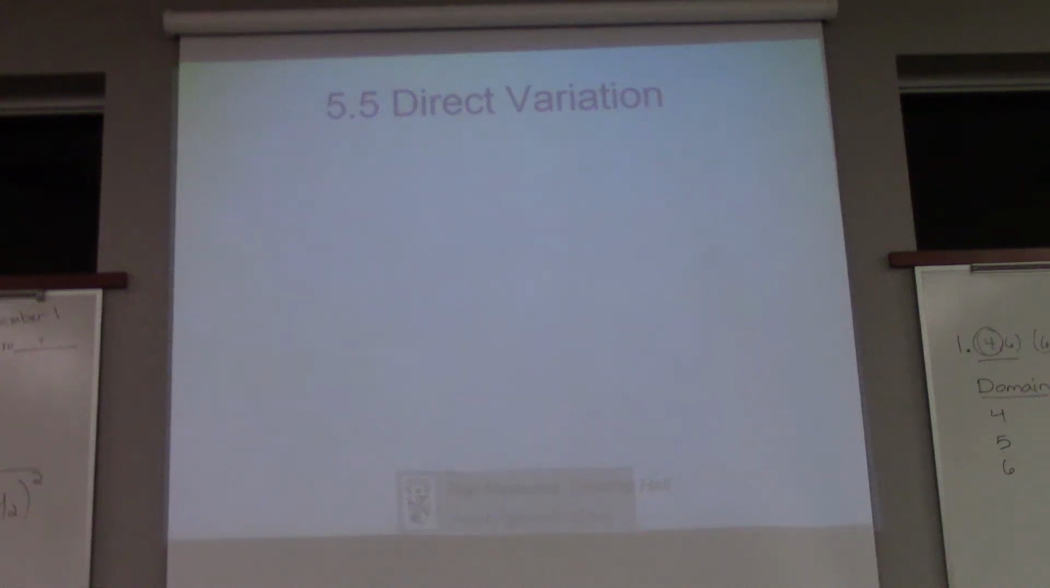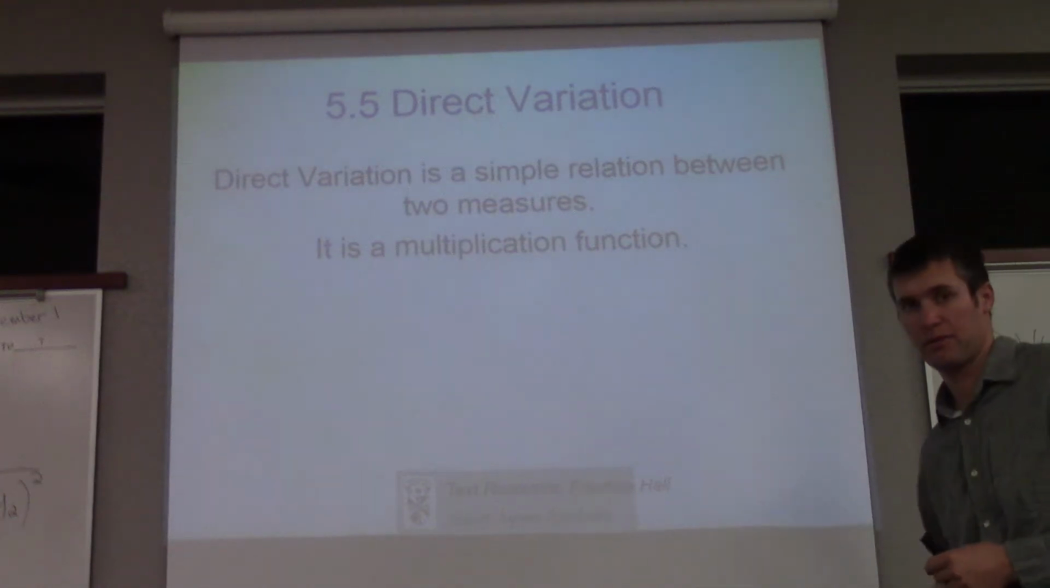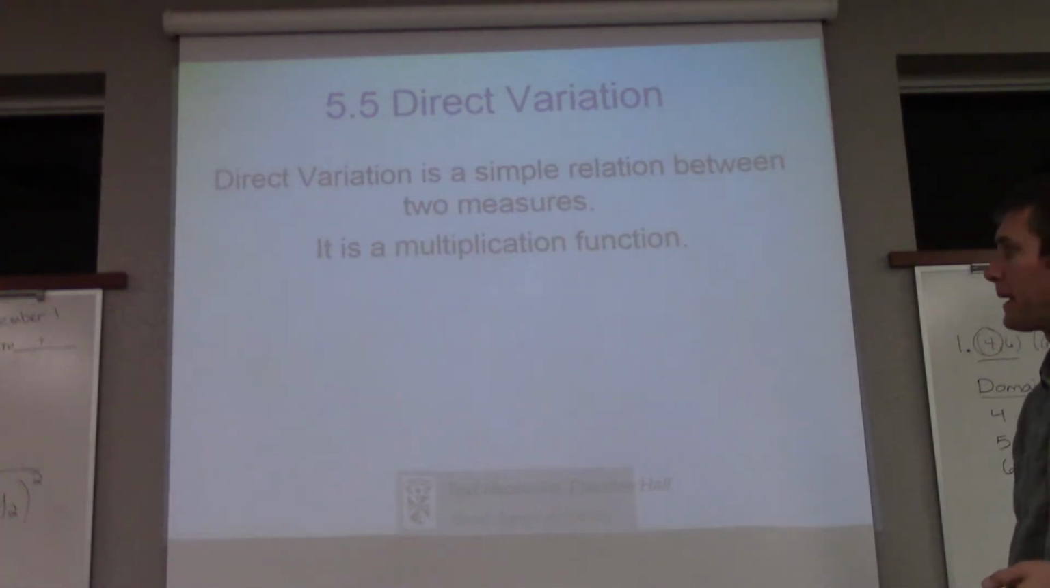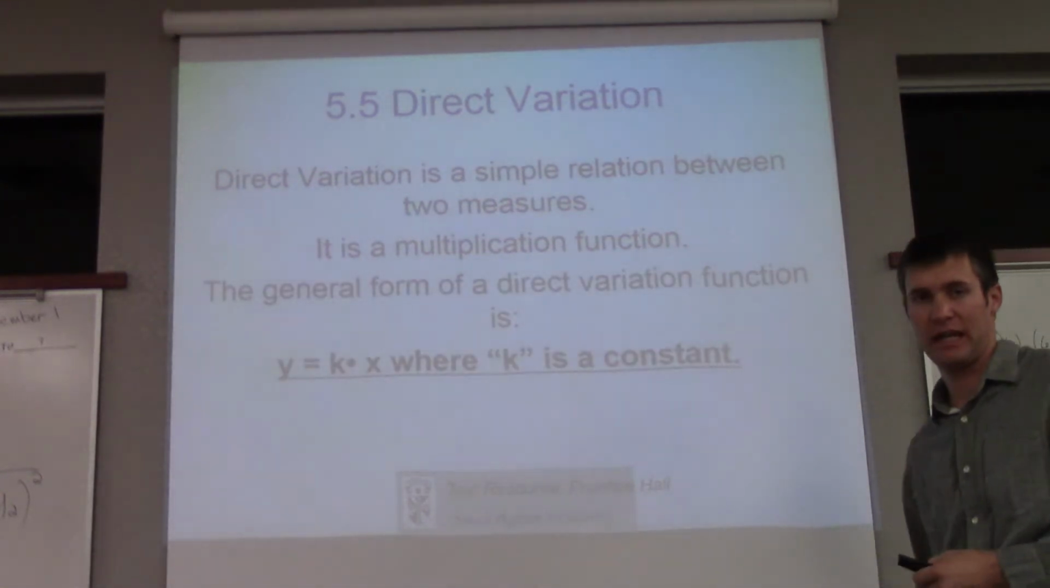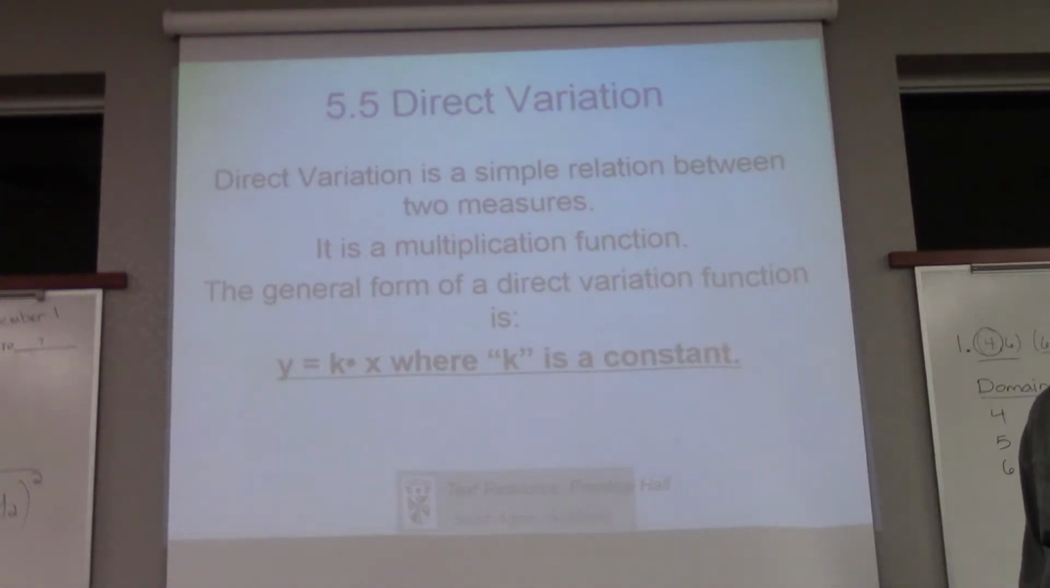Morning class, we're going to go over 5.5 direct variation. So we'll start with what a direct variation is. Direct variation is simply a measurement of, or a relationship between, two variables, two measurables. It's multiplication, and it comes out in the form y equals k times x, so a constant times x.